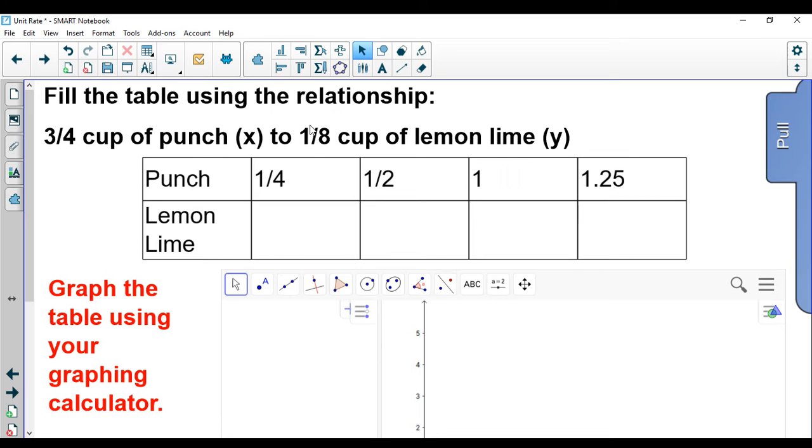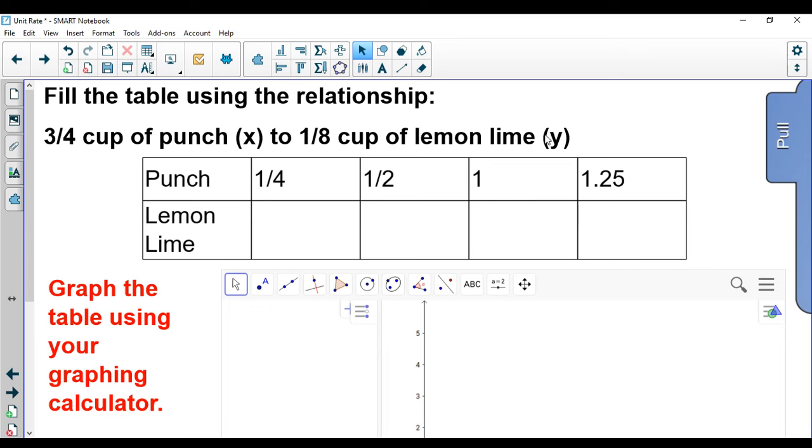So the first thing I need to do is read the information I have about my problem, and then we're going to use that to fill in the table. So fill in the table using the relationship 3/4 a cup of punch, which is going to be my X, to 1/8 a cup of lemon lime, which is going to be my Y.